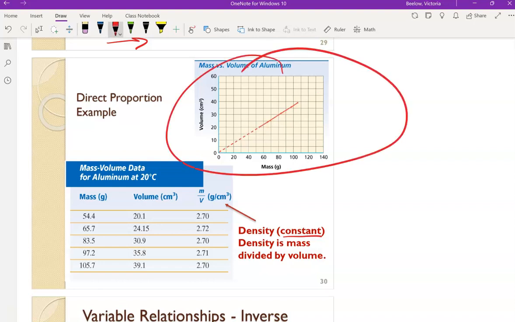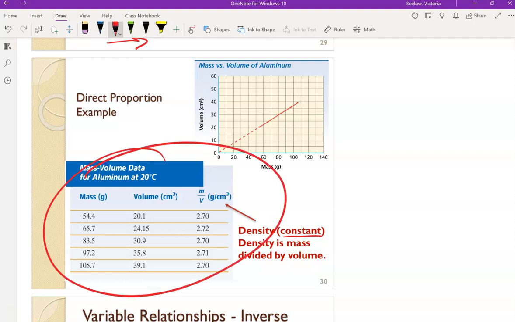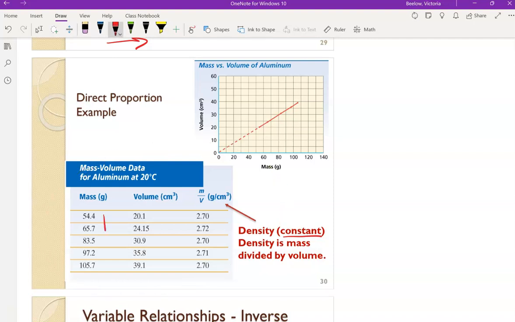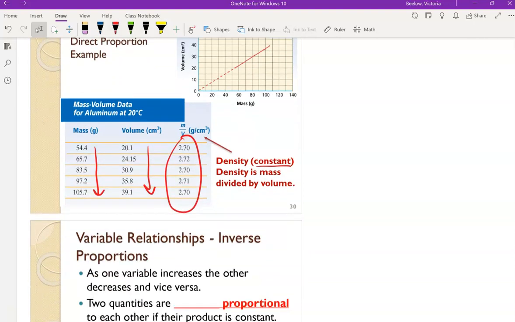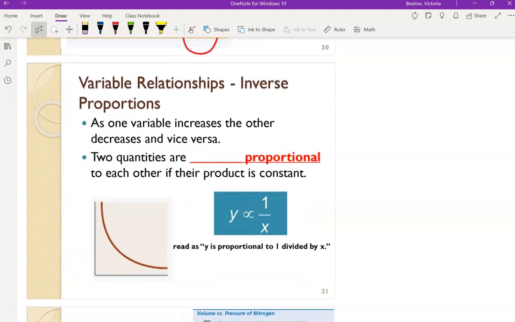So we can look at that on a graph like this, or we could look at it on a table like this. So you can see as the mass is going up, the volume is also going up proportionally. And if you divide those by each other, notice that that number is pretty much staying the same. So that would be a direct relationship. So an inverse relationship then is the opposite of that. So this is when as one variable increases, the other decreases. So here you can see as this variable is decreasing, this variable is increasing.